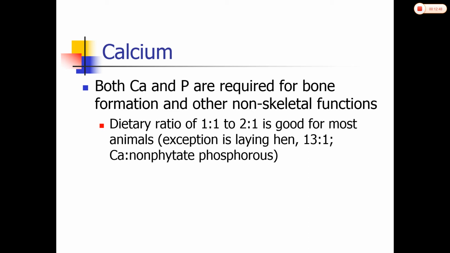But in case of hens, this ratio, the calcium versus the non-phytate phosphorus ratio, should be 13:1, because the egg shells require the majority of this calcium.